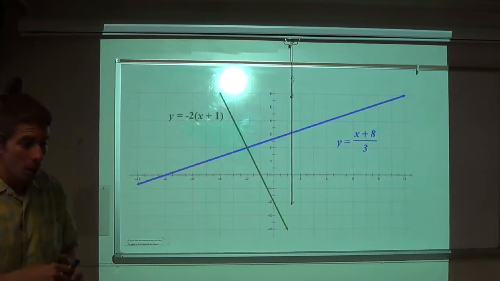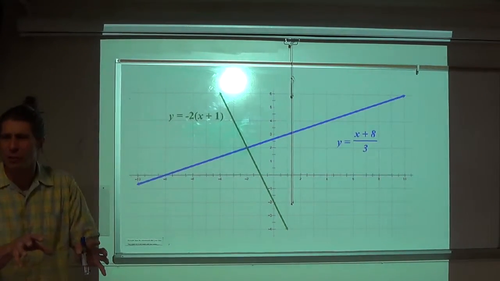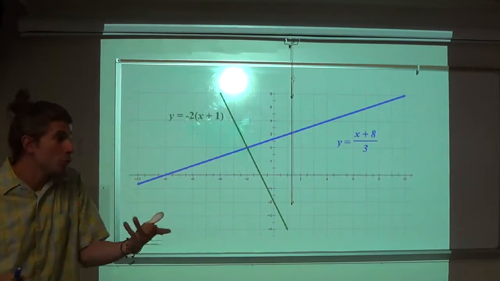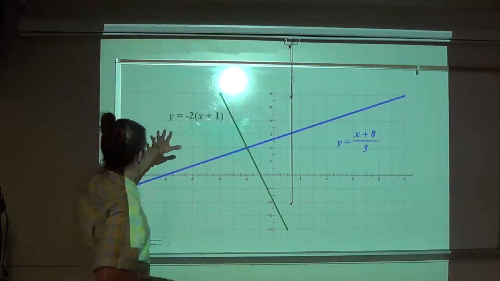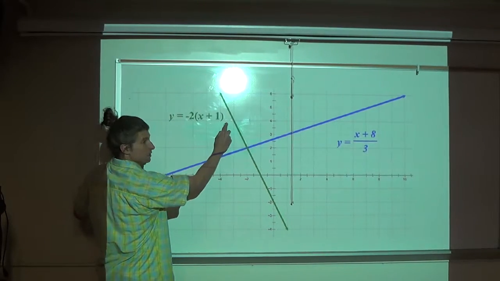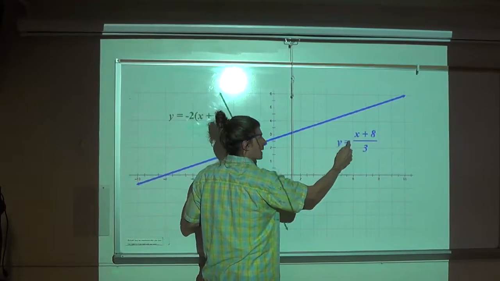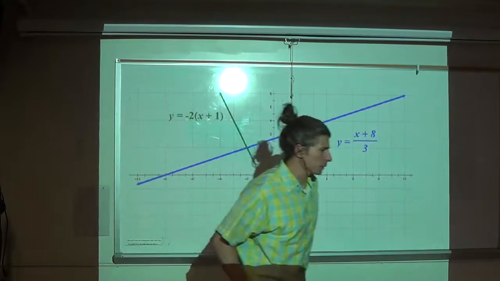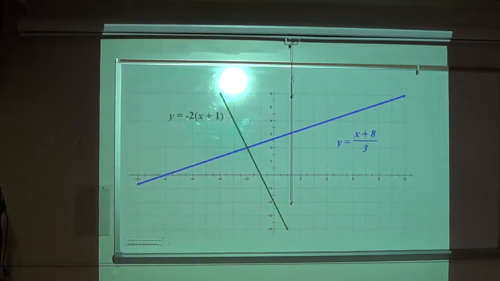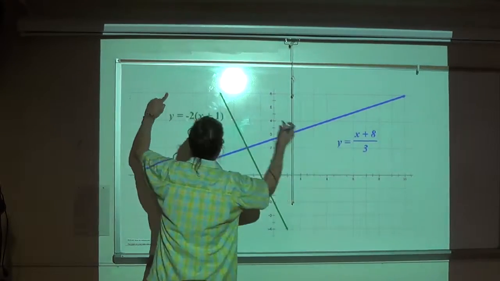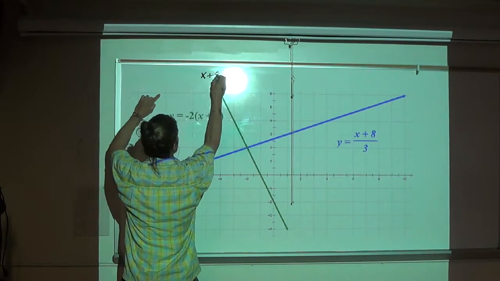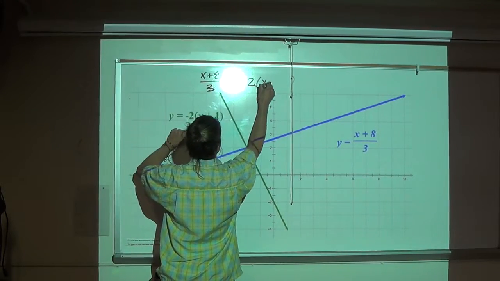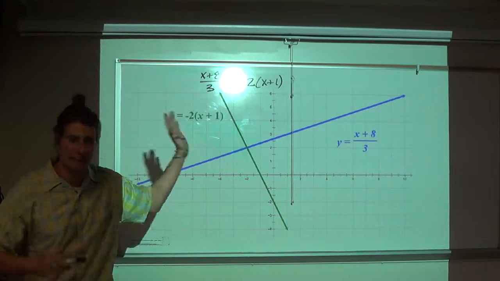Is, I don't see any y values anymore, where I did with the horizontals. But the thing is, you do see y values. This one is y equals this. The blue one is y equals that. And the equation you need to solve right now, let me use a different color, is x plus 8 over 3 equals negative 2 times x plus 1. Now, of course, you could solve that manually.